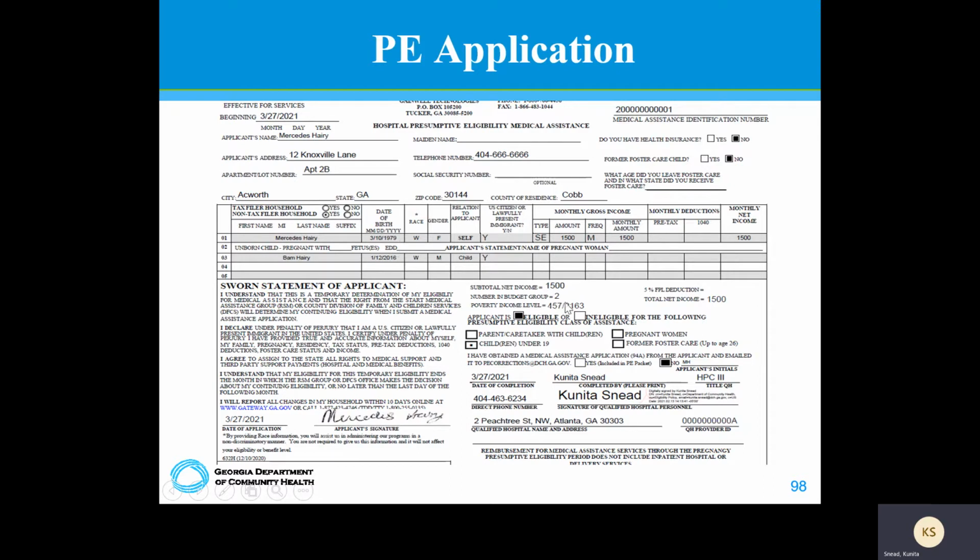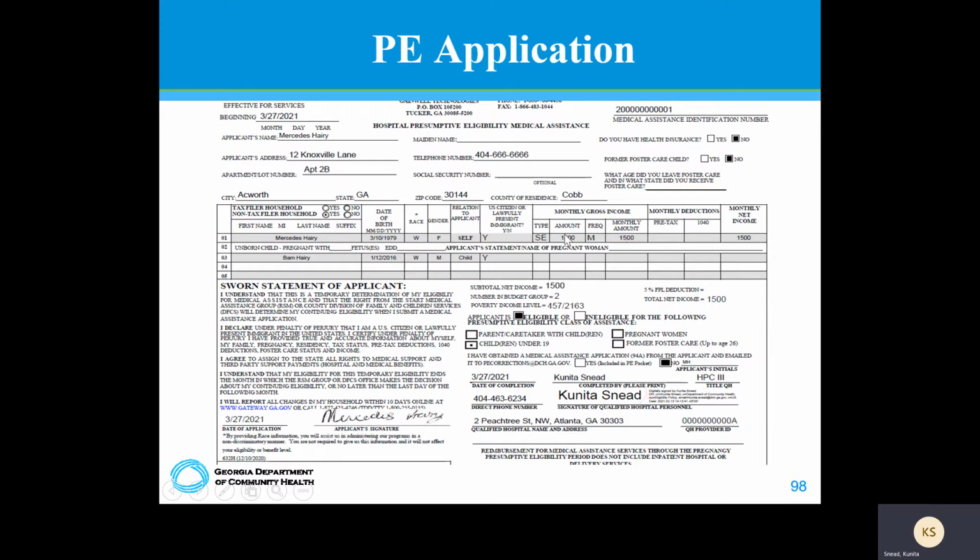So they have to meet all of the eligibility criteria. They met all the eligibility criteria except for the income. Because if you look at her income, it is $1,500. Compare that to the 457, she's over. Even if we did subtract the 5% deduction, she still would be over. So that means that nobody is eligible for parent caretaker because they're over the income limit. They met all the other criteria, but they did not meet the income criteria. So that means nobody's eligible for parent caretaker.